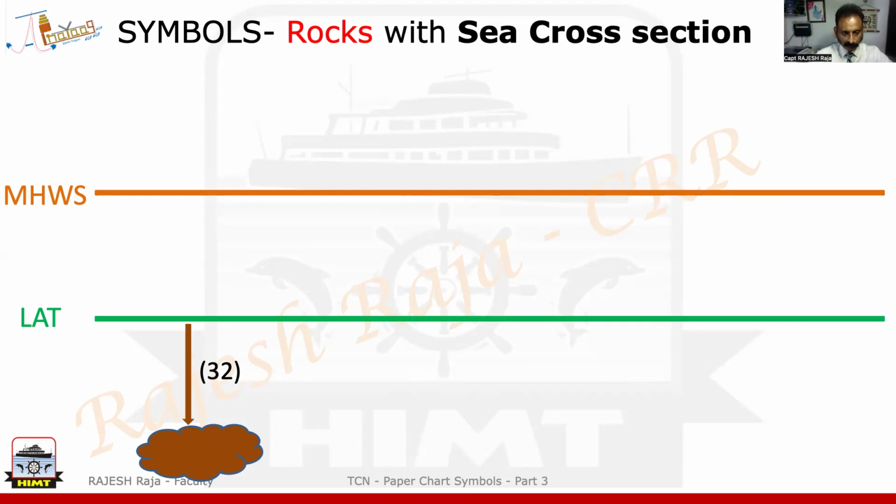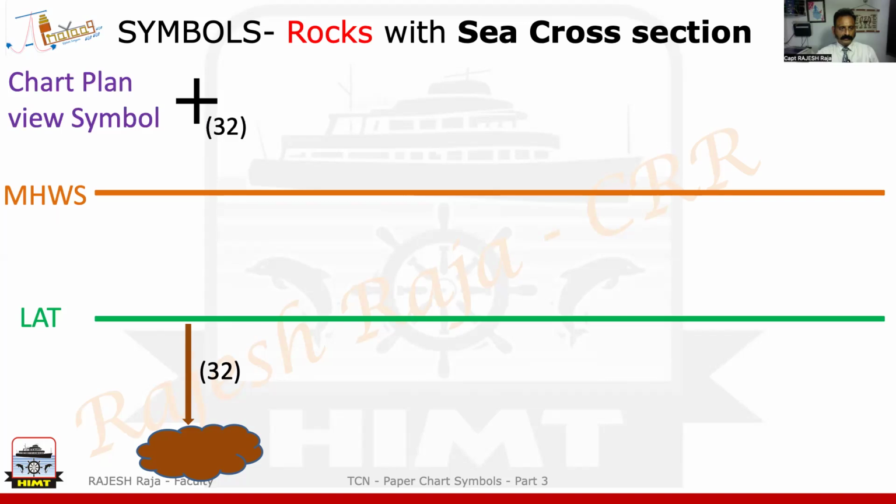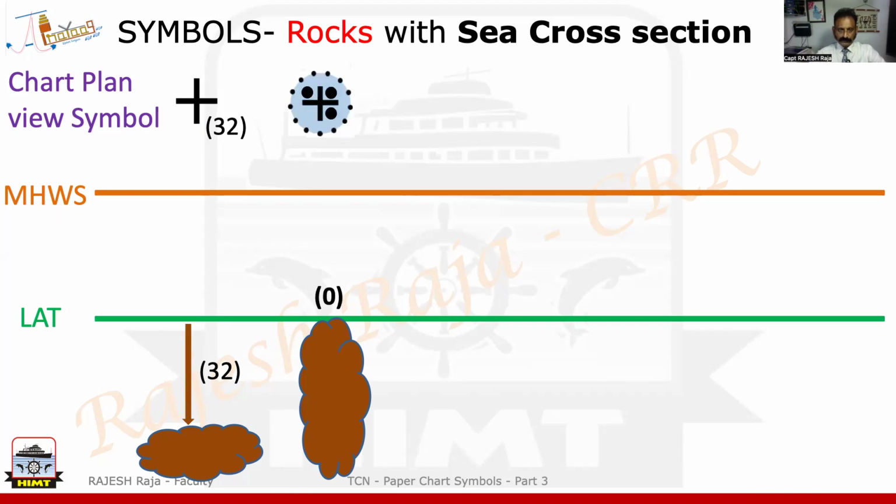What you can see in this cross section of the water, how it will be shown as a plan symbol. The chart is in a plan mode. So what is the chart symbol? It might show like this, just a plus, or it could be R32 also. Next one, this rock has come and stopped exactly at the level of LAT. I told you this is called rock awash, and depth will be written as 0. So for you, the rock awash, this will be a symbol on the chart. Okay, everything on top, I'm showing you the chart symbol.